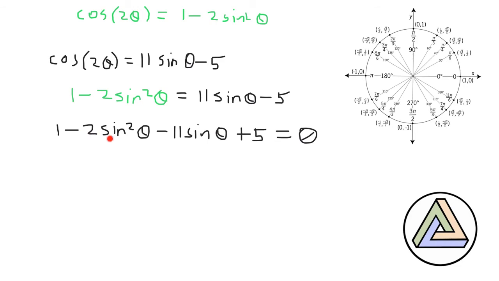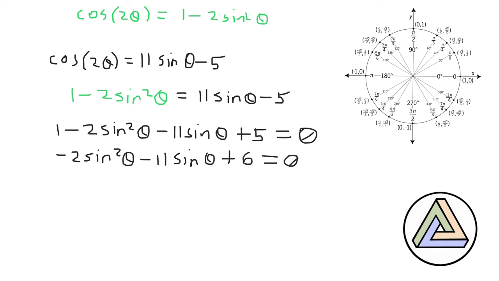We're about to set it up so that it's a quadratic trinomial set equal to 0. But in order to do so, we're going to combine the like terms over here. And we're also going to get it in that sort of descending order of exponent. So we have negative 2 sine squared theta minus 11 sine theta, and then plus 6 actually, equals 0.